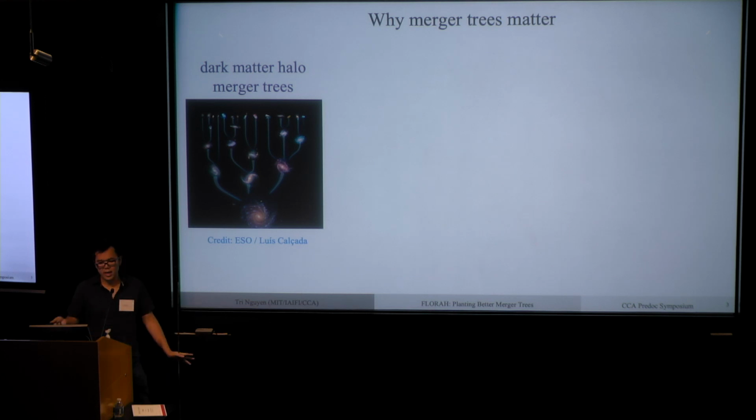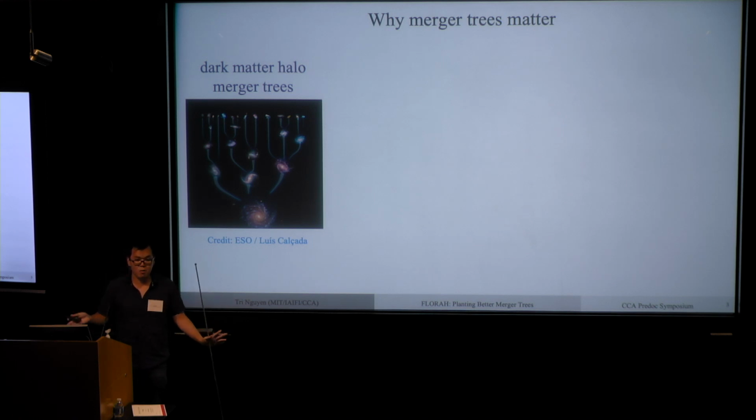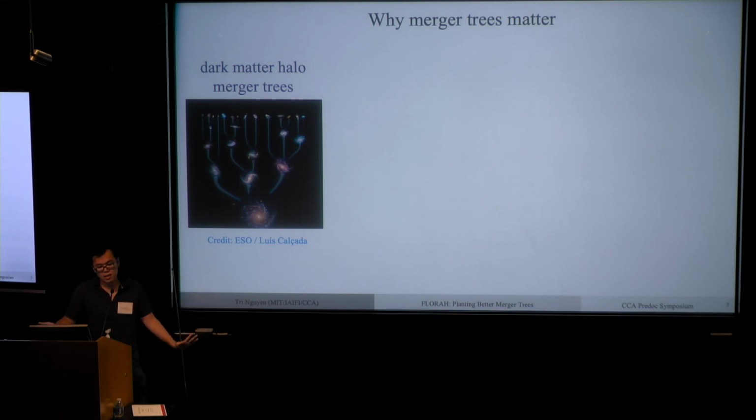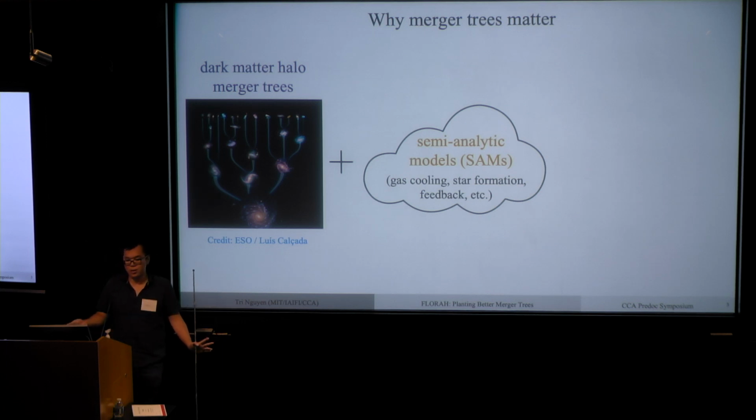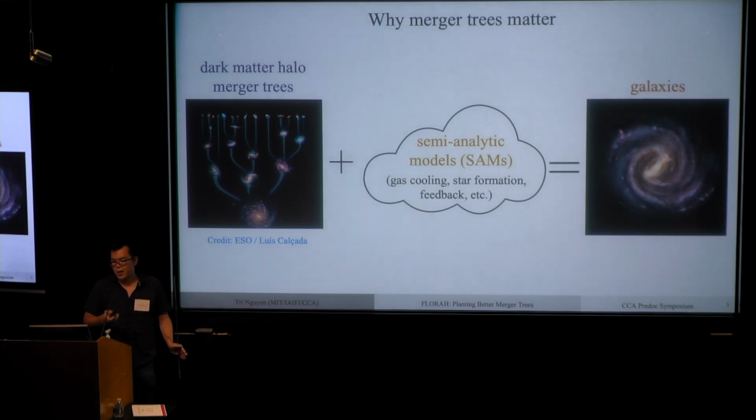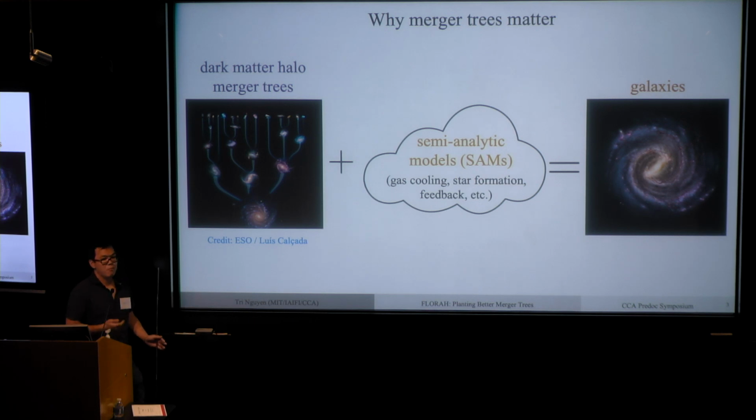So the quickest way is for you to have a dark matter N-body simulation, dark matter only simulations, and then you can extract the dark matter halo merger trees out of them, and then you can combine them with semi-analytic models, or SAMs, which include a lot of massive physics, including, for example, gas cooling, star formation, any kind of feedback physics, and then you end up with galaxies. So this is why merger trees are extremely important.